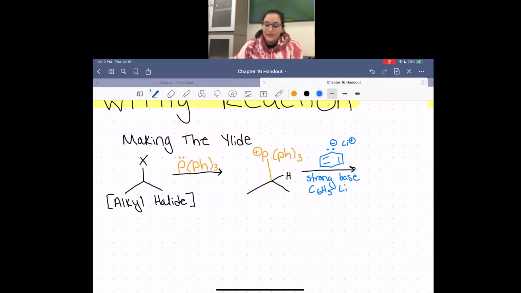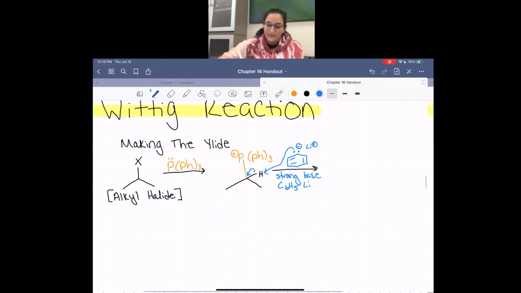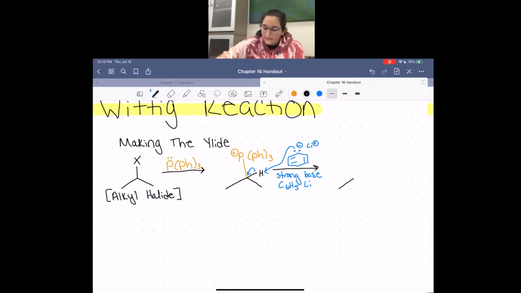And essentially what that base is going to do is it's going to steal that hydrogen and give those electrons to that carbon. So we end up with a plus. And we get a handy dandy little minus here.